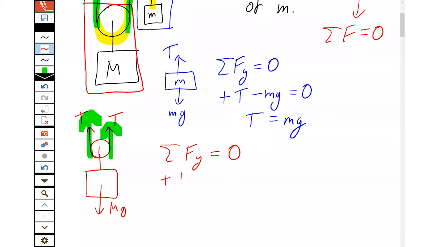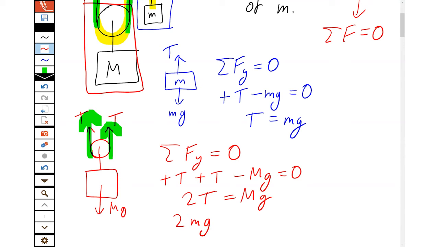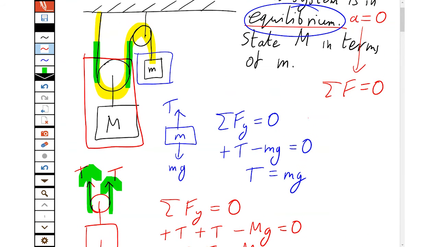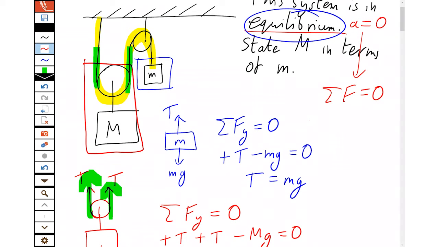So you have plus a tension up, minus the big weight down. So twice the tension is equal to the big weight. So that's twice the small weight is equal to the big weight. So you can cancel out the g's. And we find the large mass is twice the small mass. So a small mass can lift twice as big a mass, and you go, wow, that's pretty effective, which is fun.